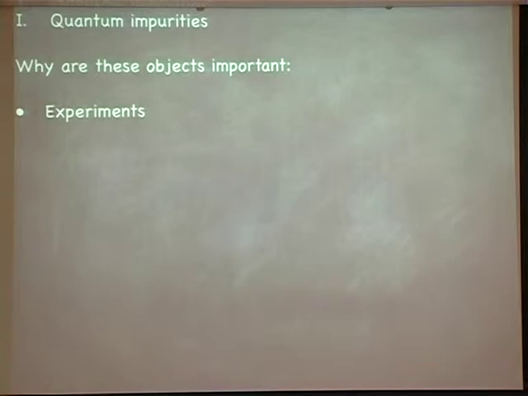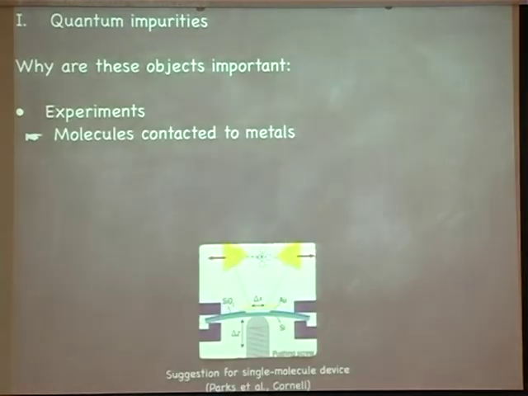So why are these objects important? Well, there are tons of experiments these days. For example, molecules contacted to metals. So this is more or less an artist's point of view, where you have some kind of molecule sitting between, here for example, I think it's gold electrodes, and you try to contact this.